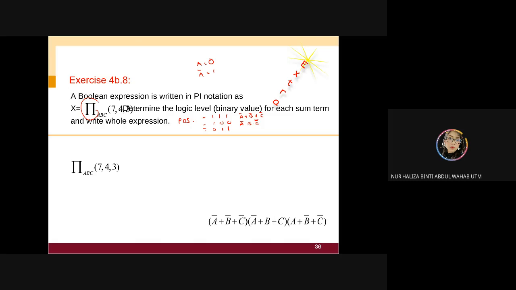Oops. And this will be your A plus B bar plus C, and A plus B bar plus C bar, because this is a POS. So you will get this answer.